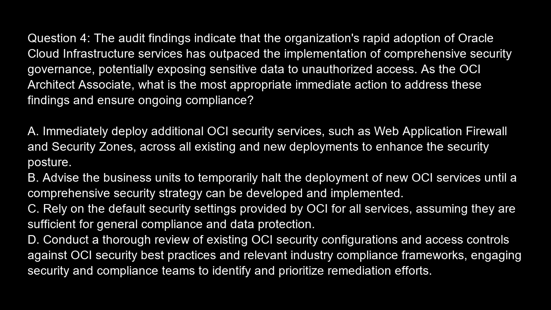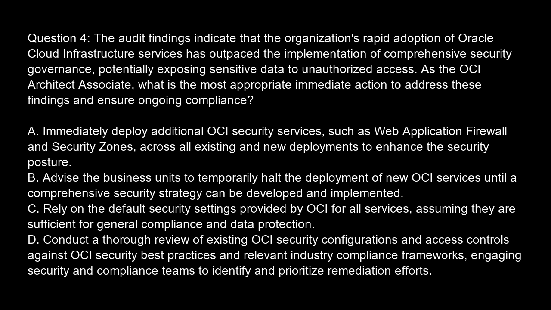Option A. Immediately deploy additional OCI security services, such as web application firewall and security zones, across all existing and new deployments to enhance the security posture. Option B. Advise the business units to temporarily halt the deployment of new OCI services until a comprehensive security strategy can be developed and implemented.